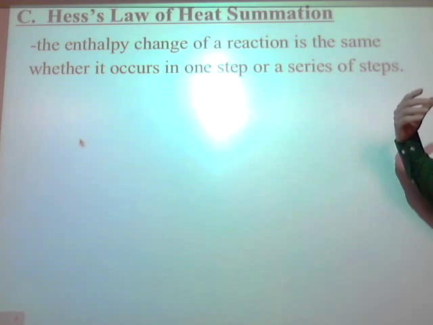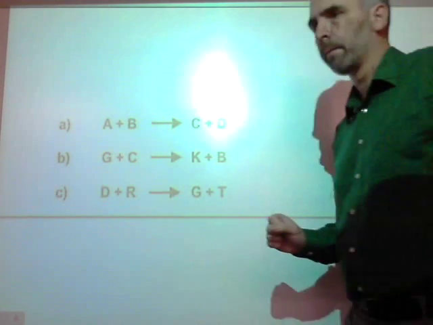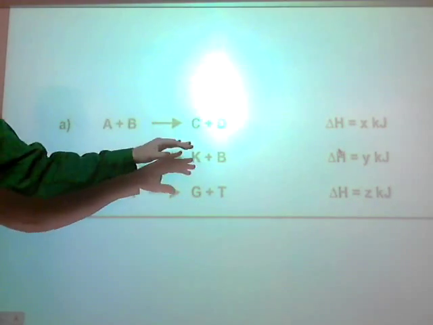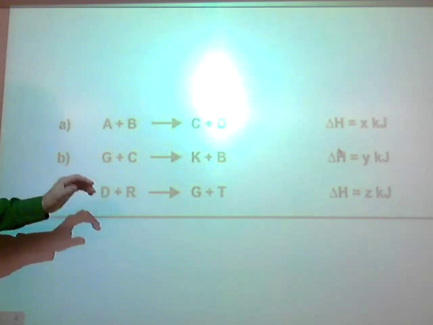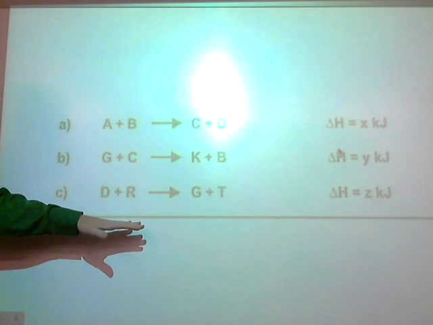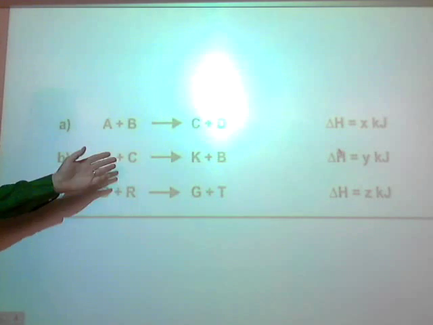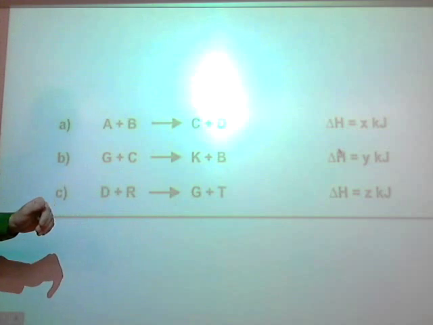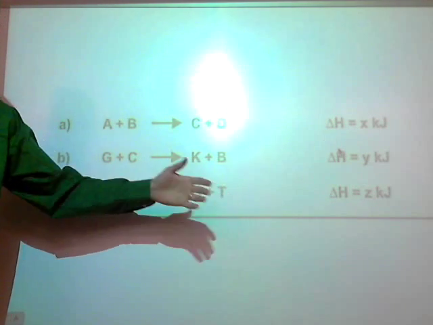I want to start off with just, in general, a little bit of the theory behind this, okay? Look at these equations. If I took all those equations, what would they add up to be? What would the end sum of those equations be? A and B are coming together to make C and D. But C is used again, when it reacts with G, to make K and B. D and R make G and T.